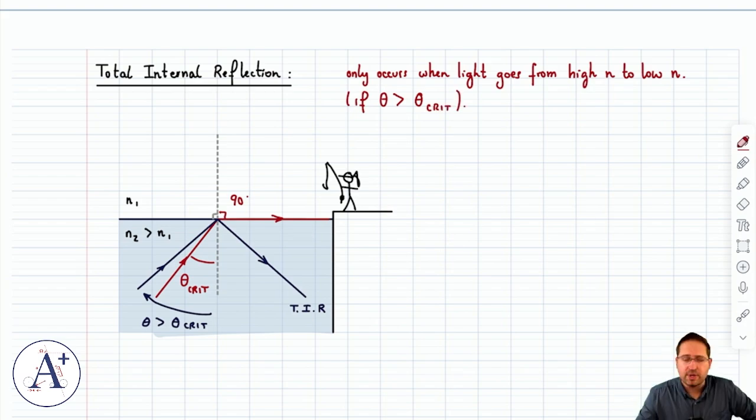The point that I was trying to make is that you shouldn't look for total internal reflection if you're going from low N to high N. It's never going to happen. The requirement is that you go from high N to low N, and then of course your angle has to be greater than theta critical.